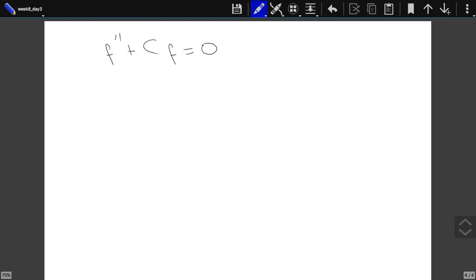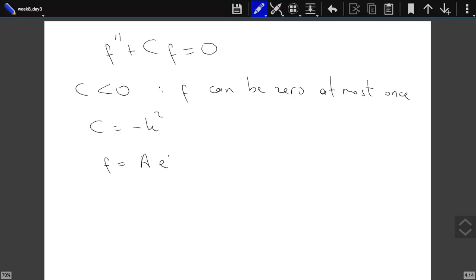So the possibilities are c is less than 0. f can be 0 at most once. It cannot be 0 twice. Why? Let's say c is less than 0. So let's say c is equal to minus k squared. So the solutions are a times e to the power kx plus b times e to the power minus kx.